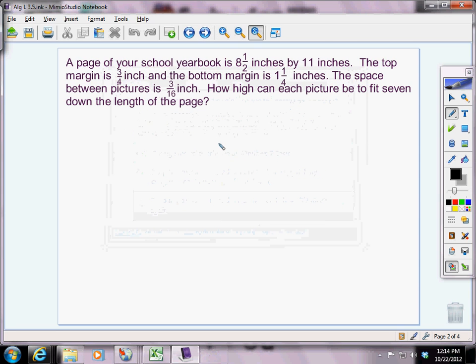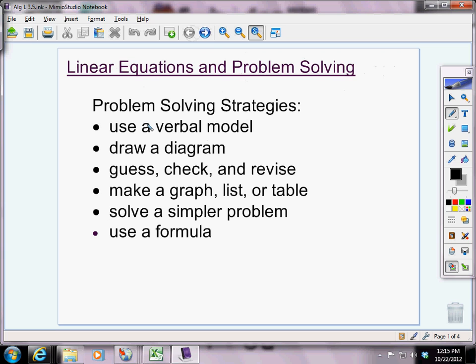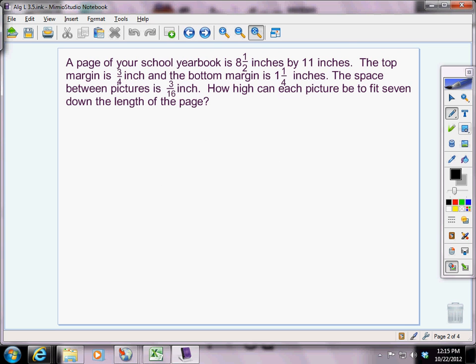It says the page of your school yearbook is 8.5 inches by 11 inches. The top margin is 3/4 of an inch and the bottom margin is 1 1/4 inches. The space between the pictures is 3/16 of an inch. How high can each picture be to fit 7 down the length of the page? Whoa, a lot of information there. Normally this is one where we put IDK by. Not this time though, because remember, one of our strategies is to draw a diagram. So let's draw a picture of it.